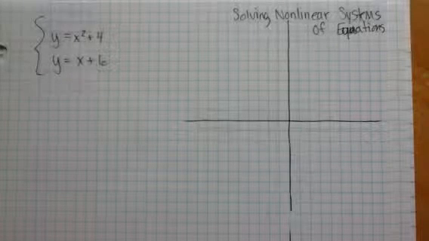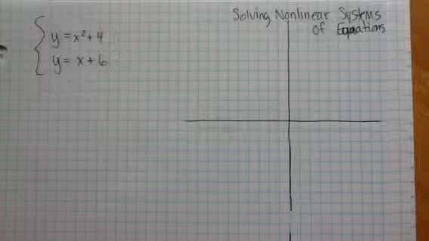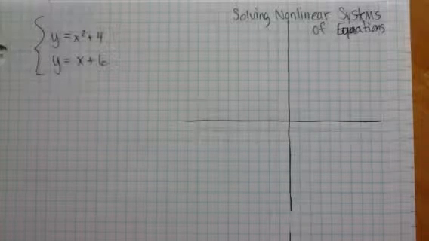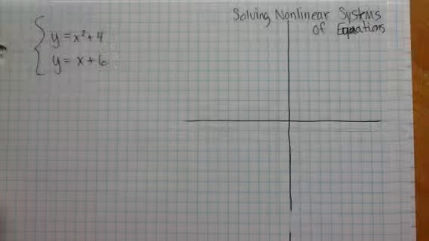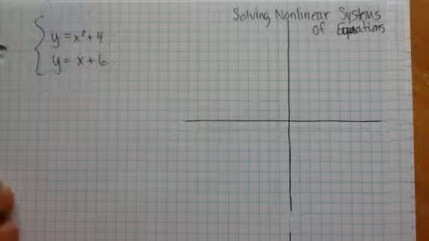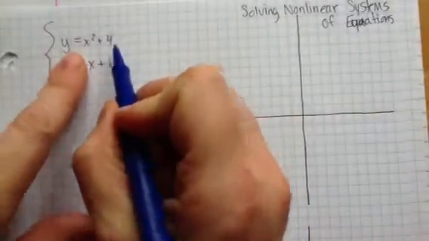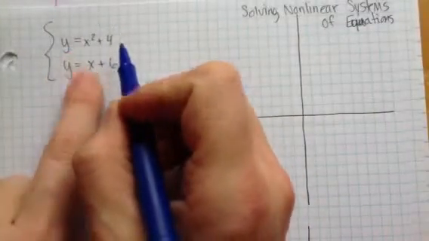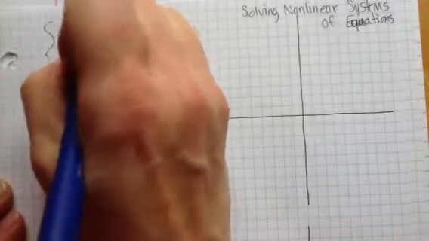What we're going to work on next is solving nonlinear systems of equations. We've been working on solving systems of two equations that are both lines, and now we're going to work on systems of equations that may or may not involve any lines. So let's look at our first problem here. We have the equation of a parabola and a line. So this is going to be a parabola and a line.